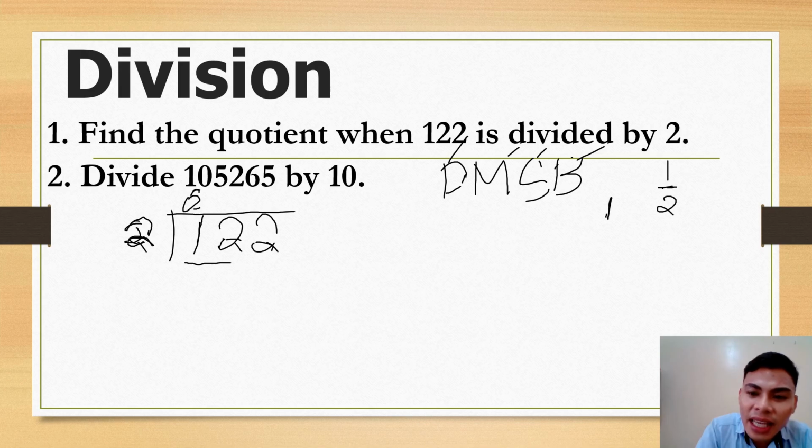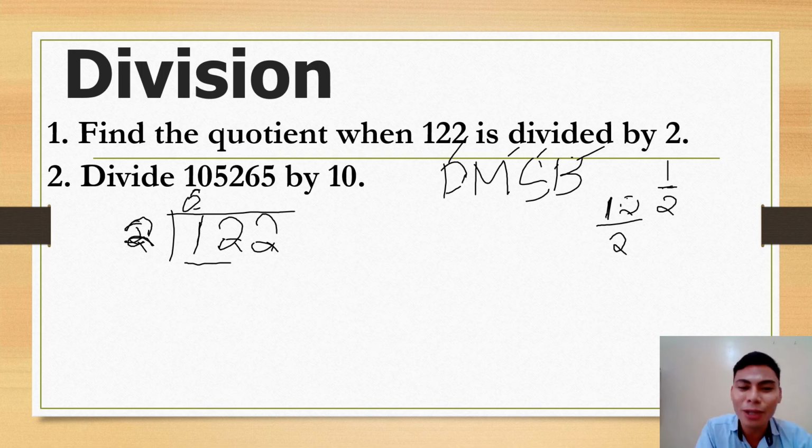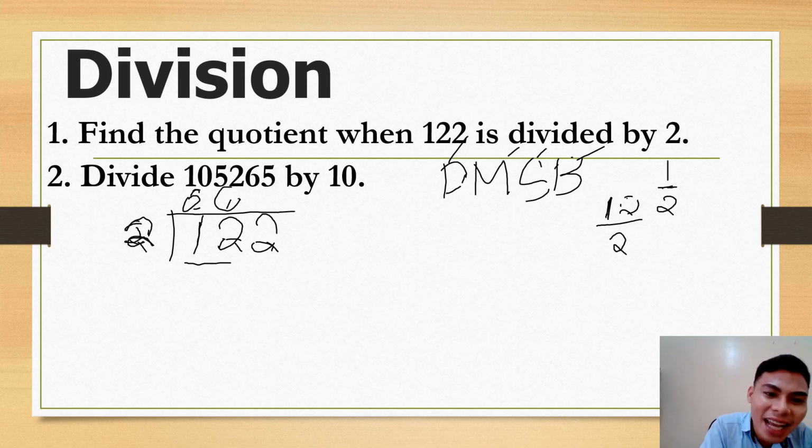12 divided by 2. May answer ba? Meron, di ba? 12 divided by 2. So, 6. Again, ang skill na dapat dito, ang multiplication table. Dapat memorize mo na yan. Okay? So, 6. 6 times 2. Di ba? Sunod sa division, multiplication. So, 12. Okay. Then, tapos, don't mess somebody.